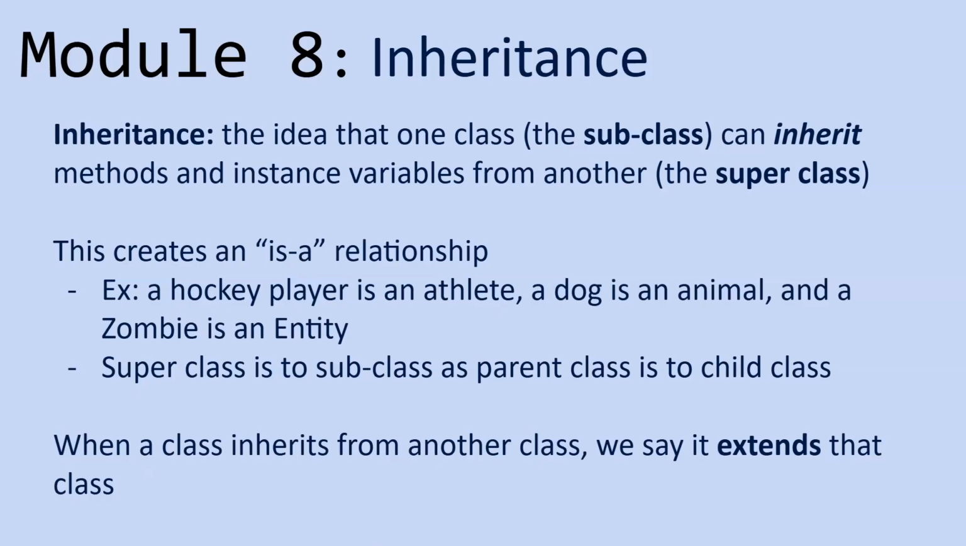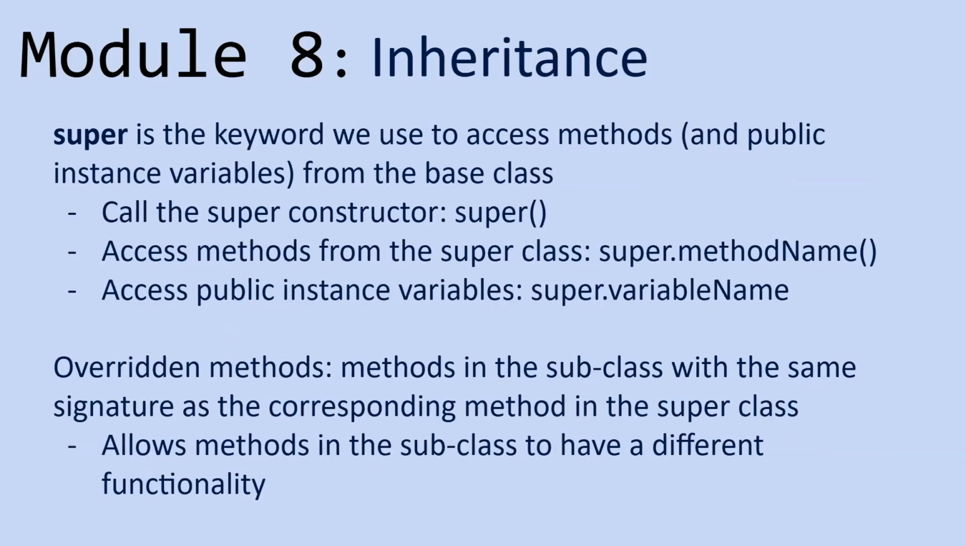Whenever a class inherits from another class, we say it extends that class. And that's the word you would actually use in the class declaration to indicate that it's an inheritance relationship. So for the hockey player example, I do public class HockeyPlayer extends Athlete. And then super is the keyword we use to access methods and other public instance variables from the base class. Realistically, you're not going to have any public instance variables for this class at least.